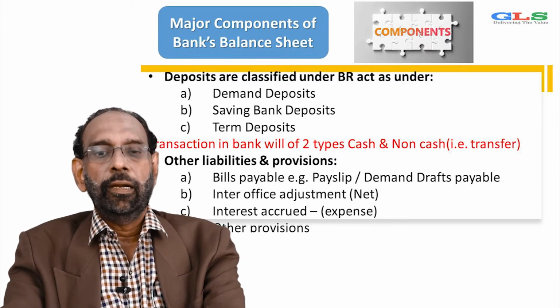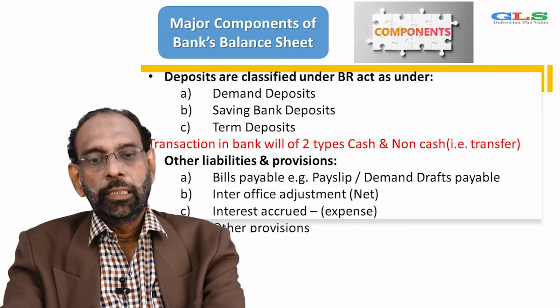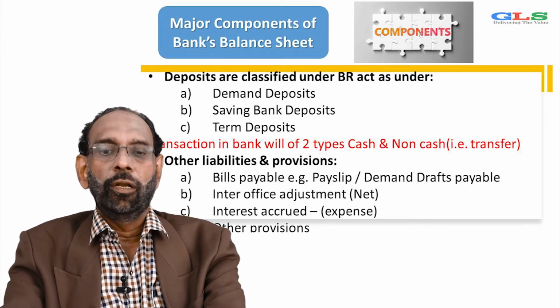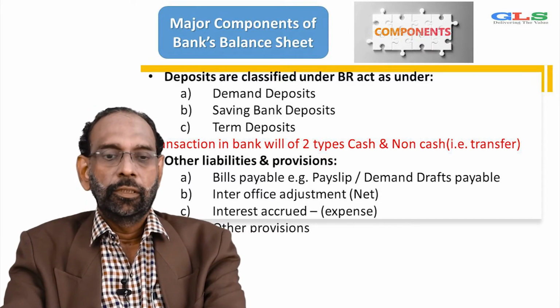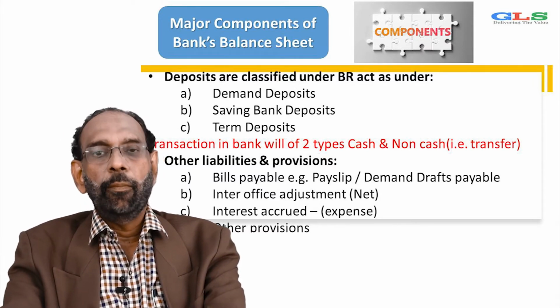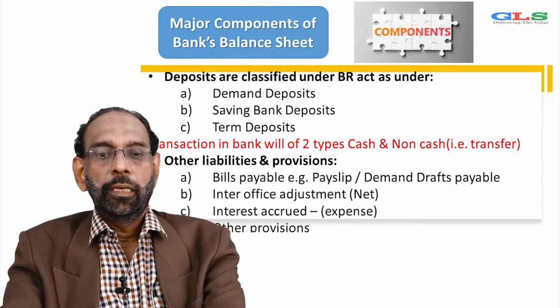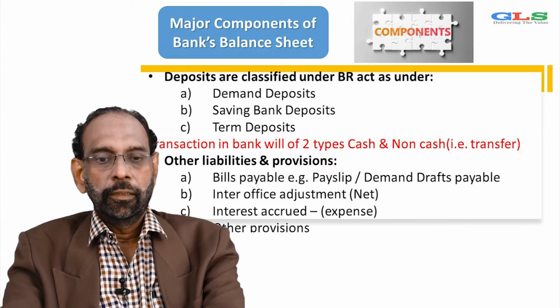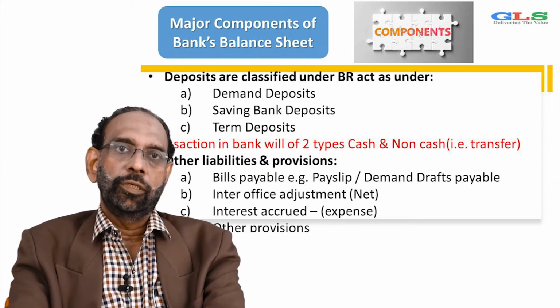Deposits are classified under the BR Act as demand deposits, savings bank deposits and term deposits. Now, transactions in a bank will be of two types: cash and non-cash, that is, transfer. Other liabilities and provisions cover bills payable, that is, pay slips and demand drafts payable, inter-office adjustment, that is net, interest accrued, expenses and other provisions.